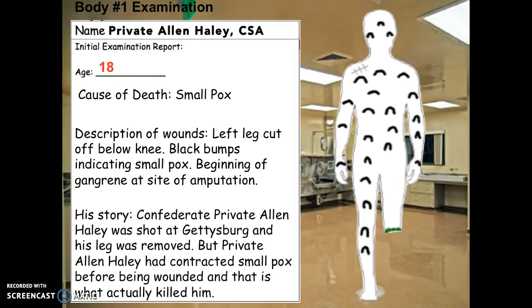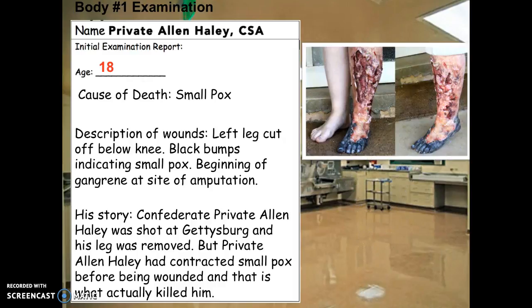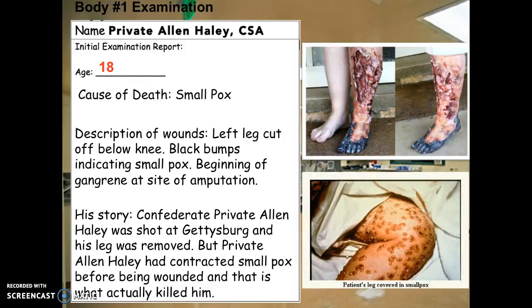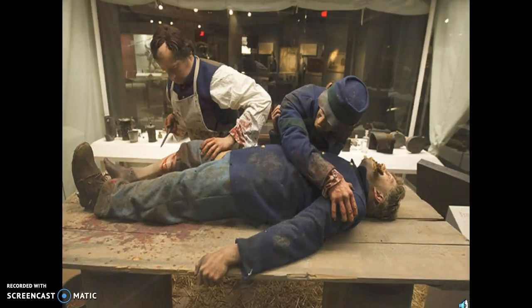So his story, the Confederate Private Alan Haley was shot at Gettysburg. His leg was removed, amputated, but before Haley had gone off to battle, he had been exposed to smallpox, and that is what actually ended up killing him. Okay, so here's an example of what gangrene looks like on an infected leg. It's pretty nasty. And this is what smallpox looks like.